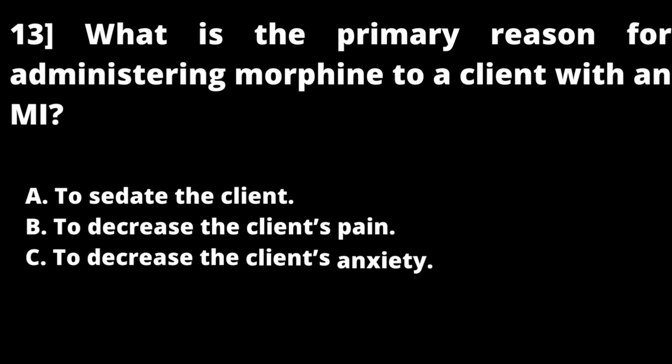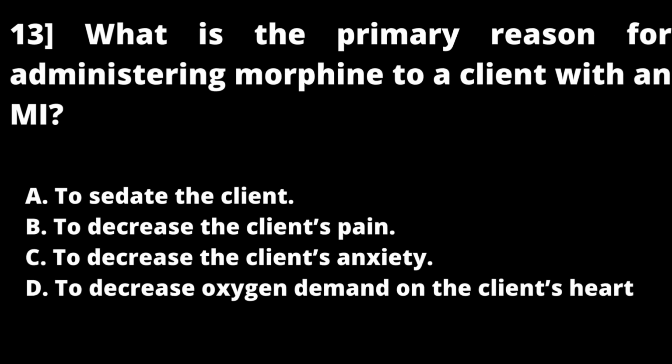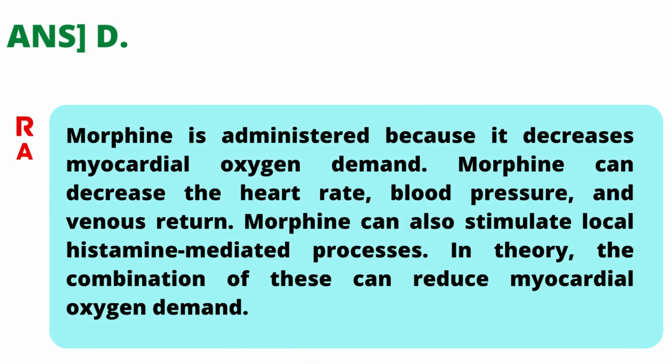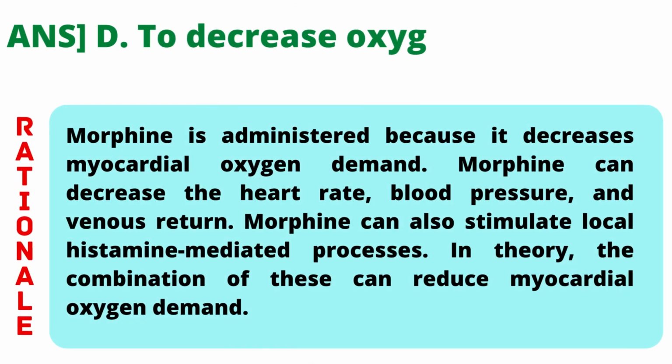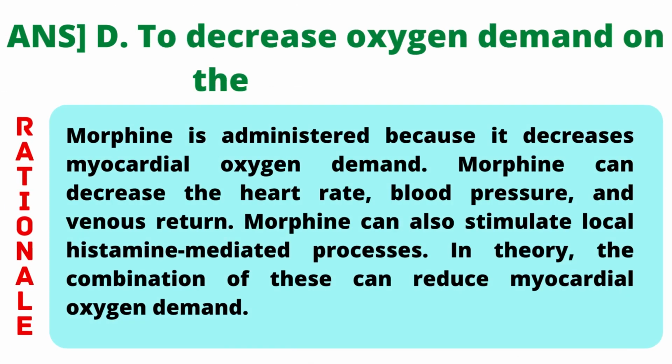Question 13. What is the primary reason for administering morphine to a client with myocardial infarction, MI? Option A, to sedate the client. B, to decrease the chest pain. C, to decrease the client's anxiety. D, to decrease oxygen demand on the client. Right answer, option D, to decrease oxygen demand to the client's heart.